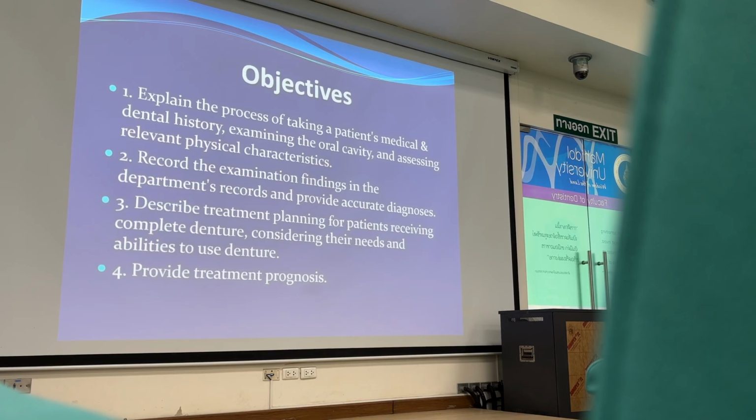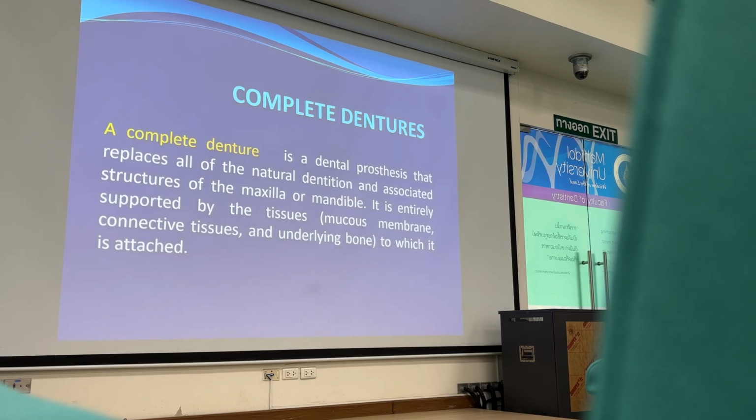The prognosis means that it's good, it's favorable, it's unfavorable, something like that. It means that you can provide a treatment prognosis about this case. Okay, complete denture, what does this mean? Complete denture means the dental prosthesis that replaces all the natural dentition. Have you seen dentures before, right? From the meaning of complete denture, you can imagine what that is.